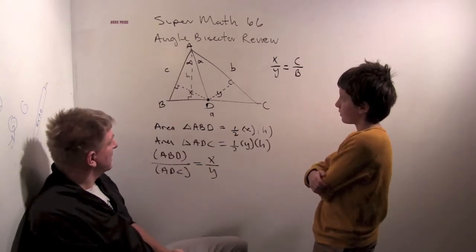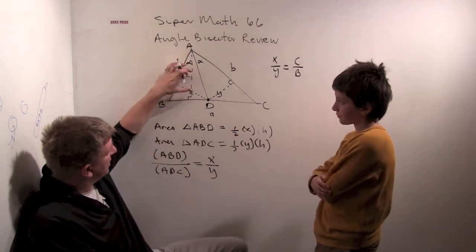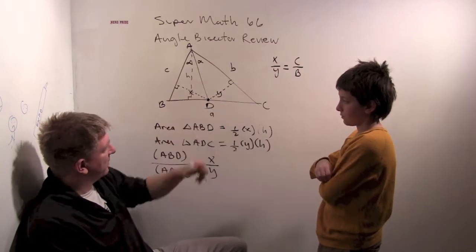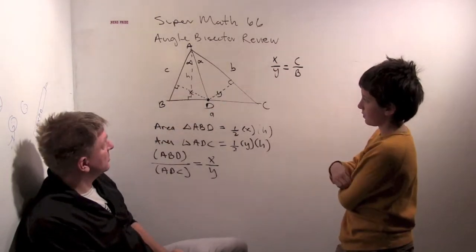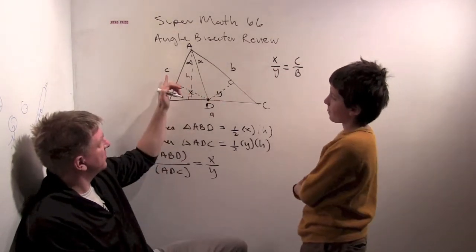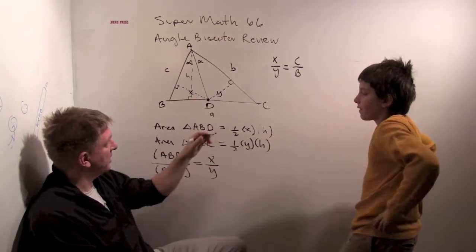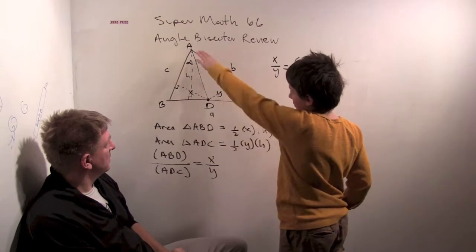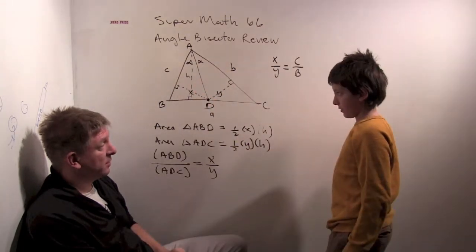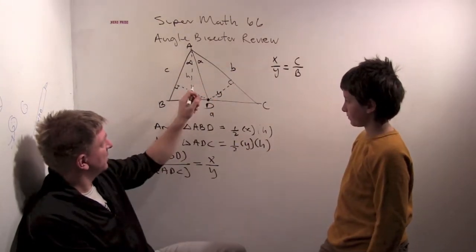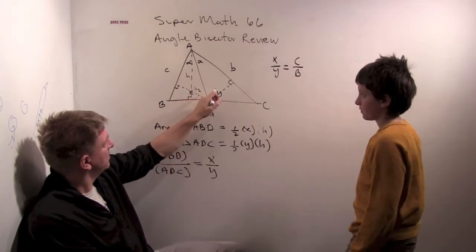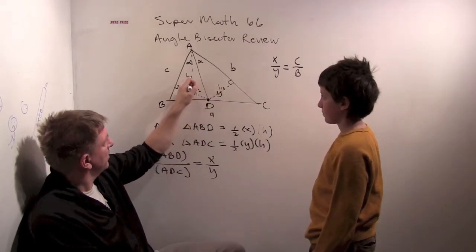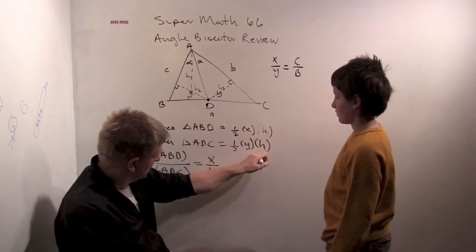That's interesting. So the ratio of the area of this triangle to that triangle is x to y. Now if we could also somehow show that the ratio of the area of those two triangles was also c to b, we would know x over y equals c over b. Well, we have these heights from the angle bisector, and we know those are the same. I could call this h2. Go back and call that h1.